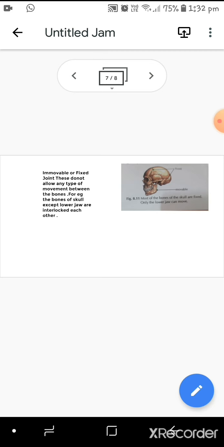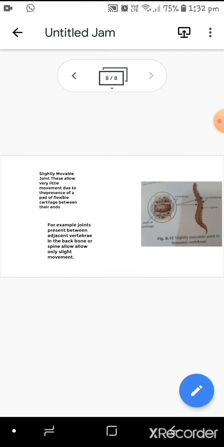Then slightly movable joints. Slightly movable joints are those joints which allow very little movement due to the presence of a pad of flexible cartilage between their ends. For example, the joints between the adjacent vertebrae in the backbone or spine allow only slight movement. This kind of joint provides more support. Then freely movable joints are the joints which can be moved freely. These freely movable joints we will learn in the next period because they are very detailed.